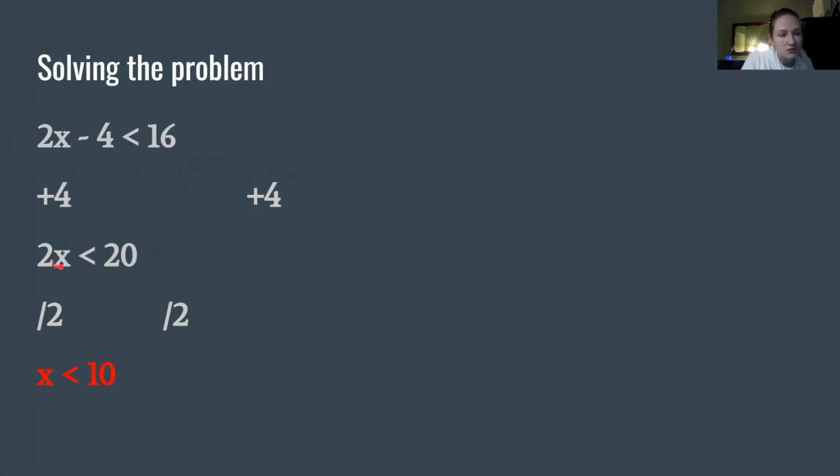And then what you want to do is get this x alone. So you divide both sides by 2. The 2's cancel out, and then 20 divided by 2 is 10. So then our final answer is x is less than 10.